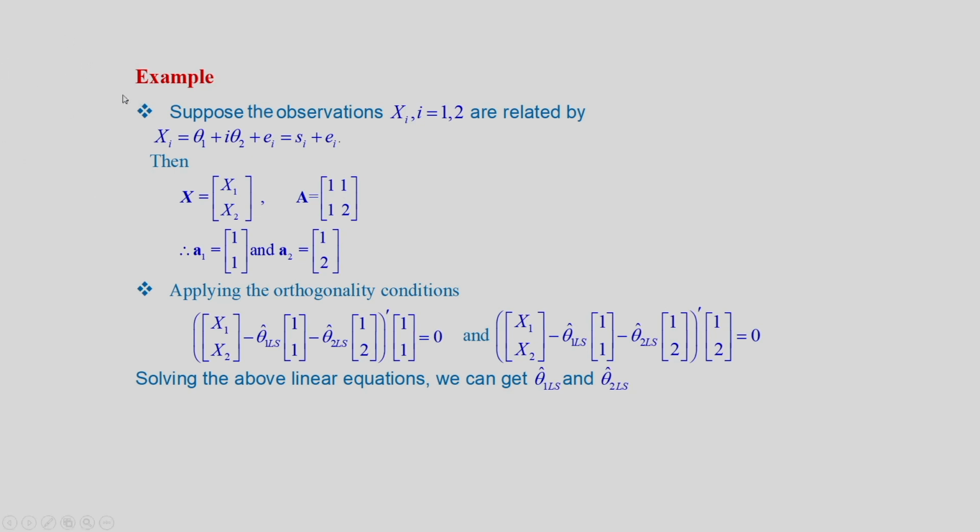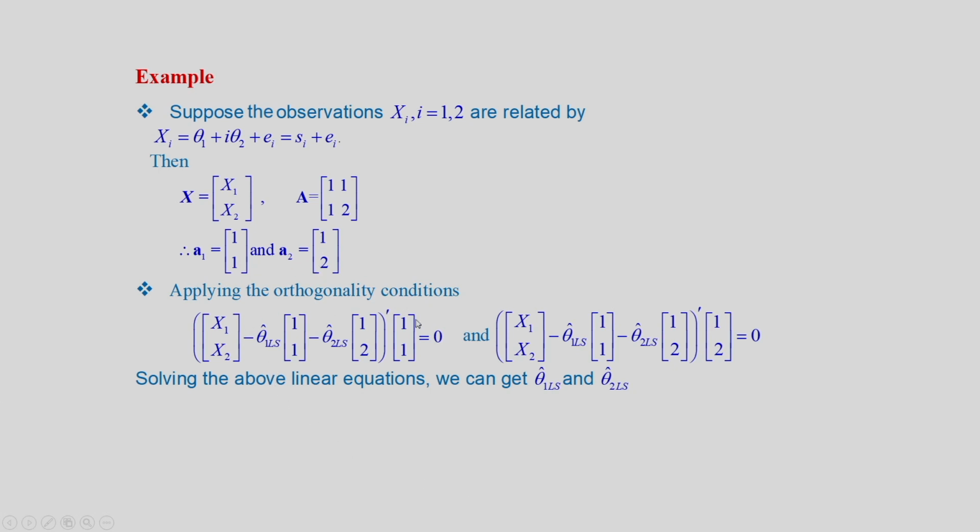We will consider one example. Suppose the observations x_i, i equal to 1, 2, are related by x_i is equal to theta 1 plus i theta 2 plus e_i, that is equal to s_i plus e_i. There is a signal component and this is the error component. Then the x vector will comprise x1 and x2. The A matrix will be given by 1, 1 as the first row, 1, 2 as the second row. So, this is the A matrix. Therefore, the A1 vector will be 1, 1 and the A2 vector will be 1, 2.